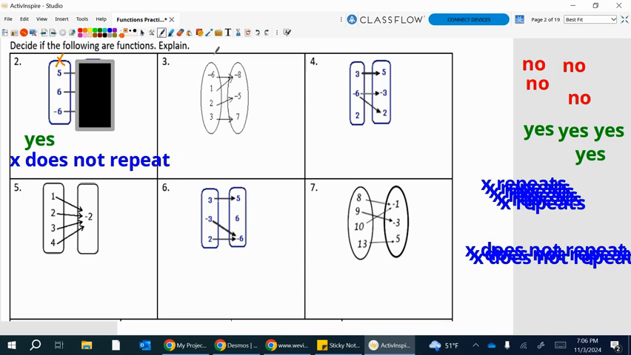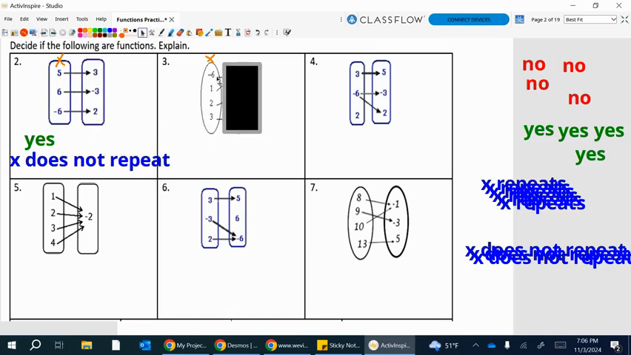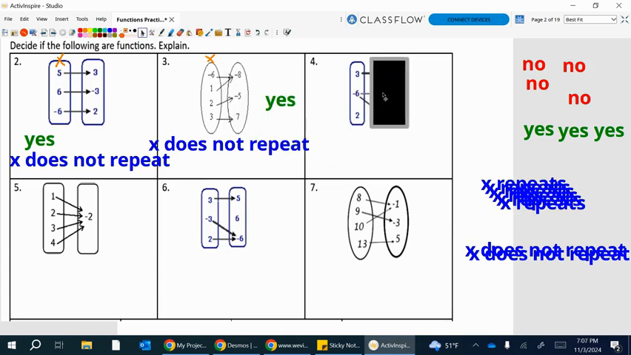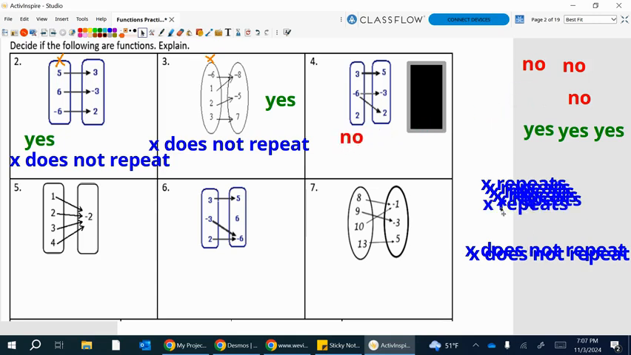Okay, we're going to keep doing the same thing. These are our x values. I'm going to cover the y. There is only one line coming from each of the x values. So that means the answer again is yes, because x does not repeat. Number 4, I'm covering up the y again, but this time I see 1, and this -6 has 2 lines coming out of it. And each line goes to a different y value. That means the answer to this one is no, and that's because an x value repeats.